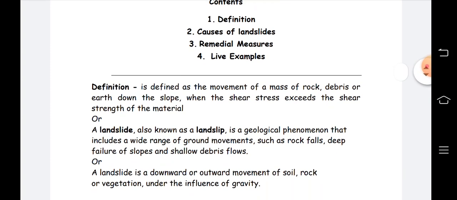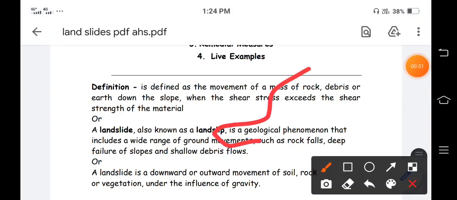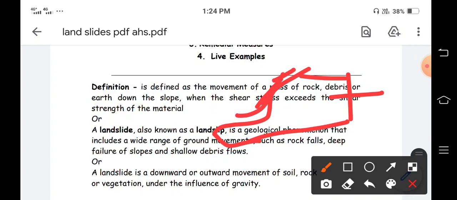A landslide is defined as the movement of a mass of rock, debris or earth down the slope when the shear stress exceeds the shear strength of the material. As we saw in unit number 4, on the strength of shears, we studied what is meant by shear strength. A landslide generally occurs along sliding surfaces. Suppose this is our hill and it contains some soil.